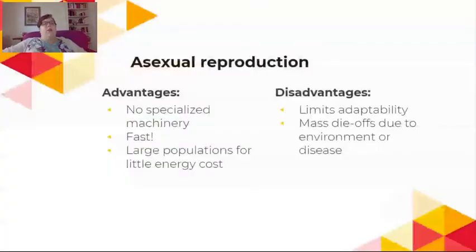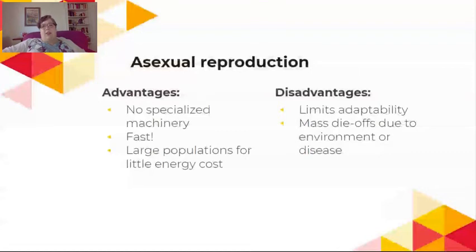So, on the other hand, asexual reproduction doesn't require any kind of specialized cells or machinery. It's fast, and you can make a large population for a very limited cost of energy.